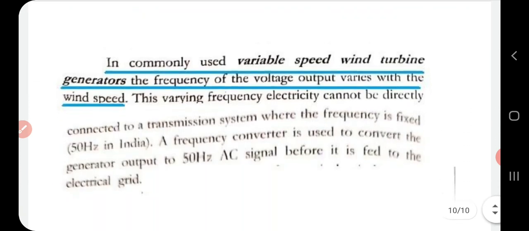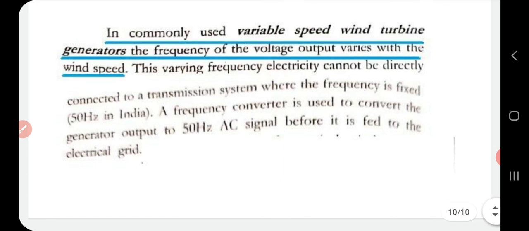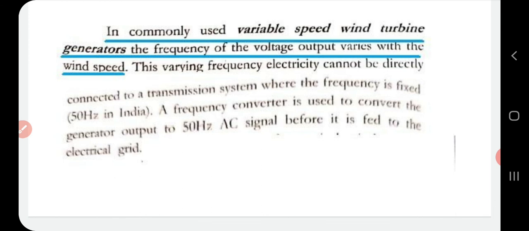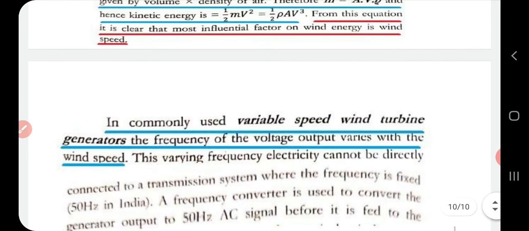Now in commonly used variable speed wind turbine generators, the frequency of the voltage output varies with wind speed. However, this varying frequency electricity cannot be directly connected to the transmission system. So we use a frequency converter to convert this generator output to a 50 Hertz AC signal before it is fed to the electrical grid. So a frequency converter is also used for this particular purpose of conversion.